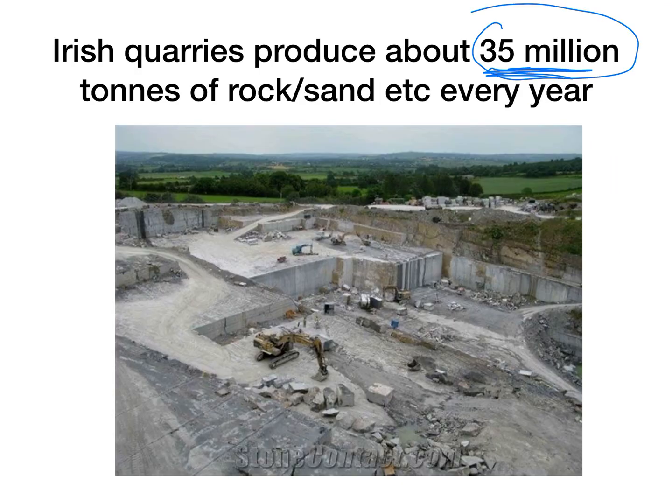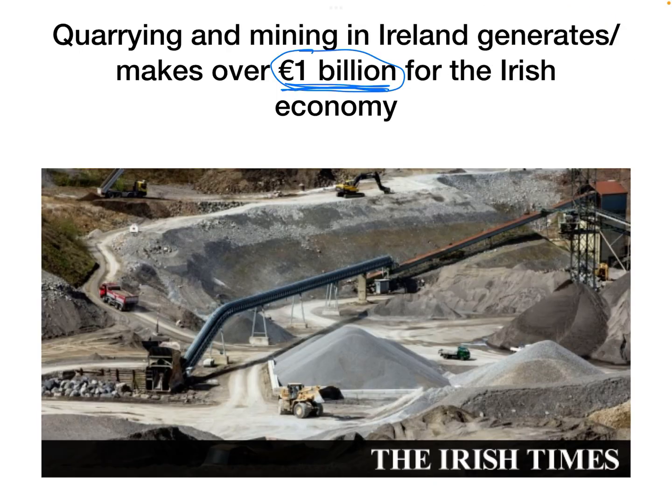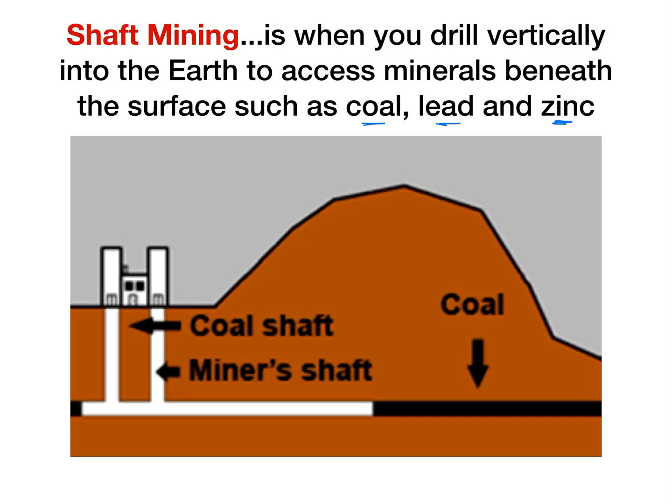Okay, that depends on it. So that's good, I suppose. Irish quarries produce around 35 million tonnes of rock and sand every year. That's rock and sand that's needed for the building industry. So that's important. So quarrying and mining in Ireland is worth 1 billion to the Irish economy. So that's a lot of money. We depend on it. So there's a lot of money in the quarrying.